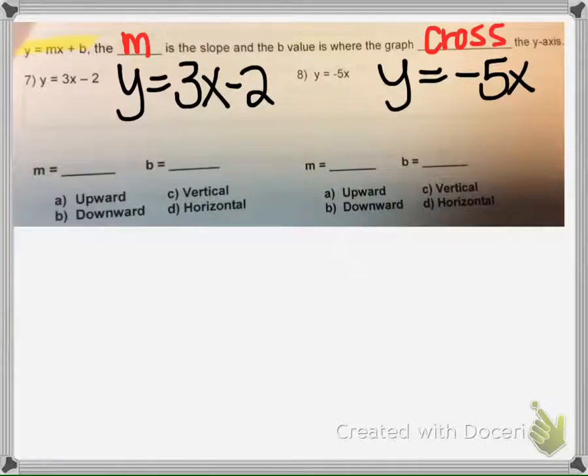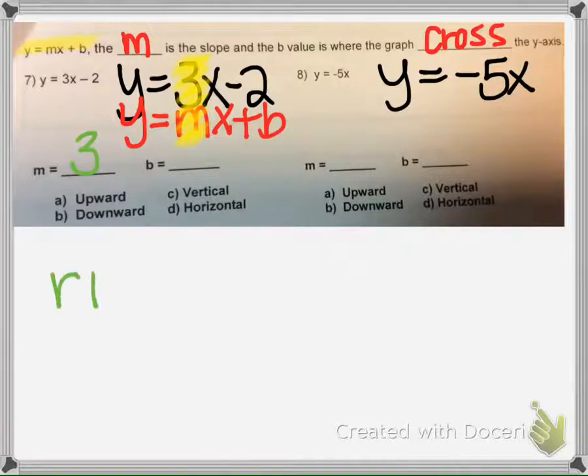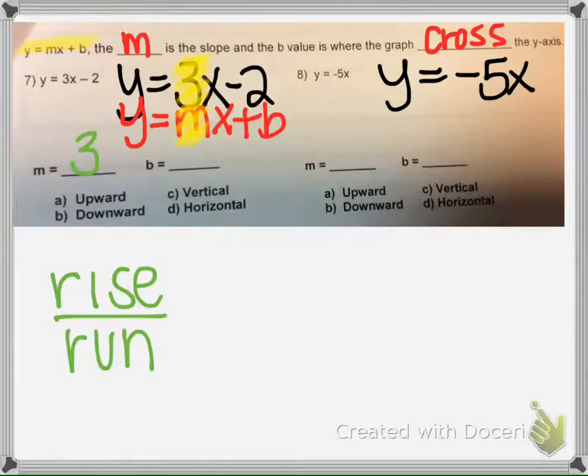So in our example here, we have y equals 3x minus 2. Since the y is by itself, the number in front of the x here is the m. It's the slope. So the slope is 3. And remember what slope tells us. The slope tells us the rise over the run. And since the slope is 3, we know it's positive, so the graph's going to go up from the left to the right. So we know that the graph is going to go upward because this is positive 3.